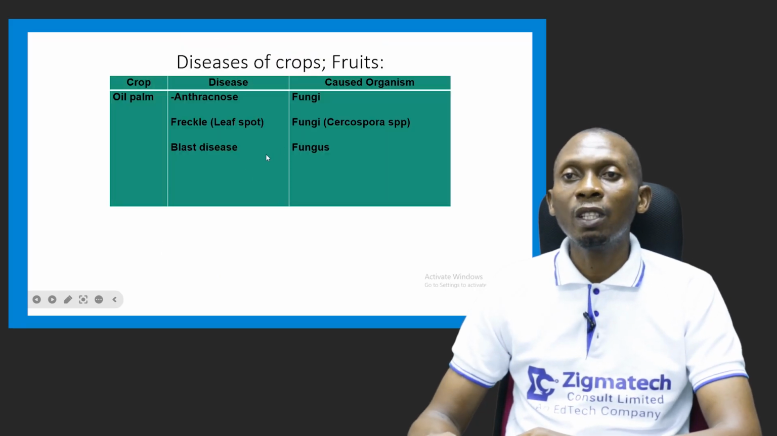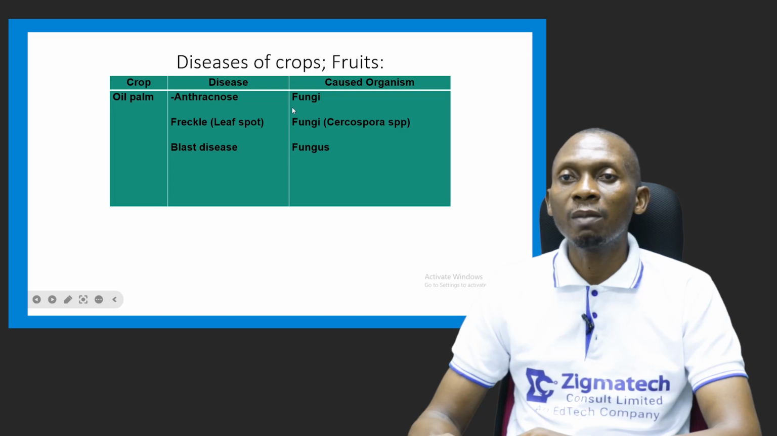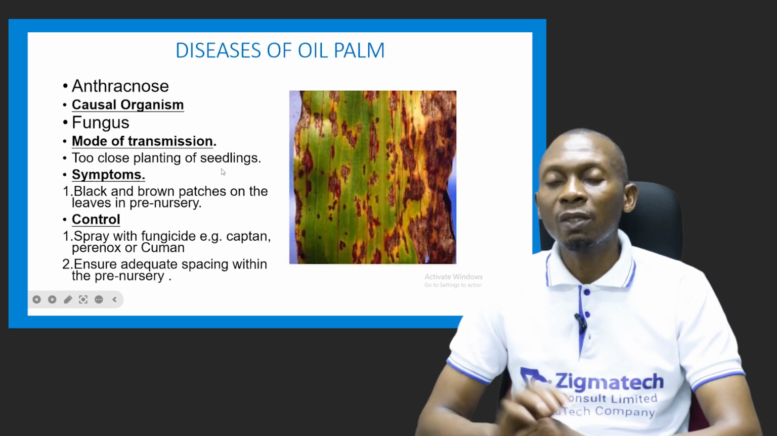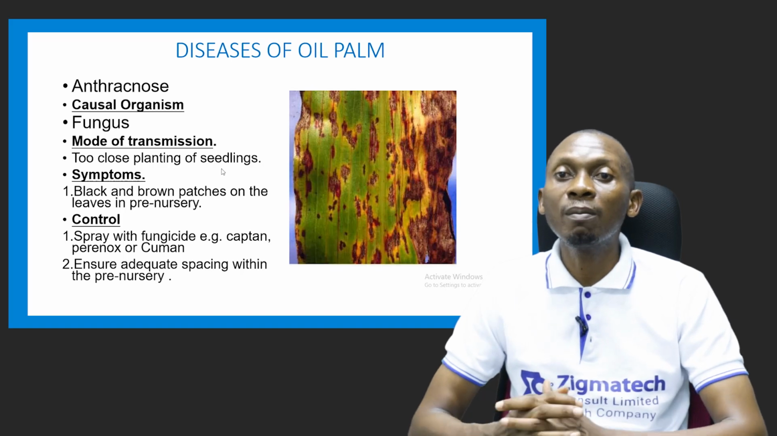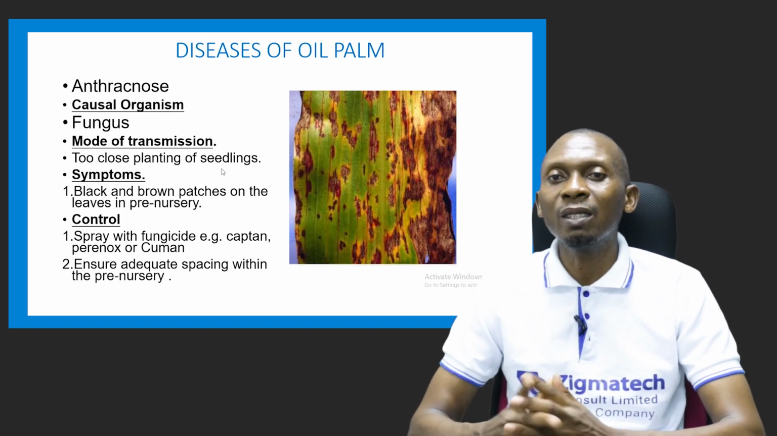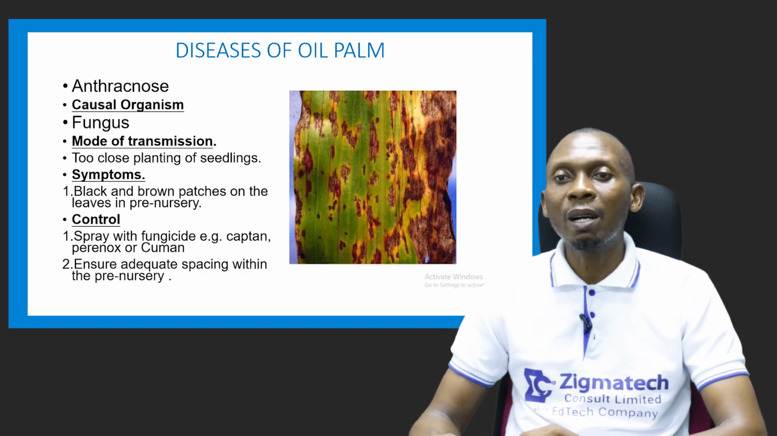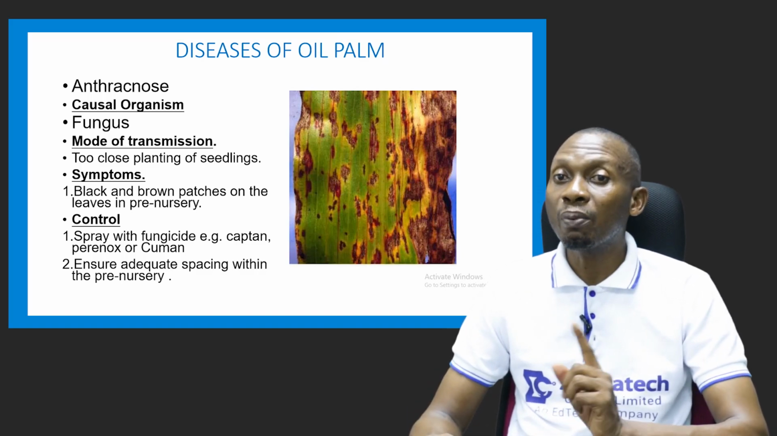Oil palm, still on fruits. We have anthracnose caused by fungus, freckle or leaf spot caused by the fungus Cercospora species, and blast disease also caused by a fungus. So here we have anthracnose caused by fungus, and it's caused by too close planting of seedlings when they don't keep proper spacing. Then the symptoms here are black and brown patches on the leaves in the pre-nursery.